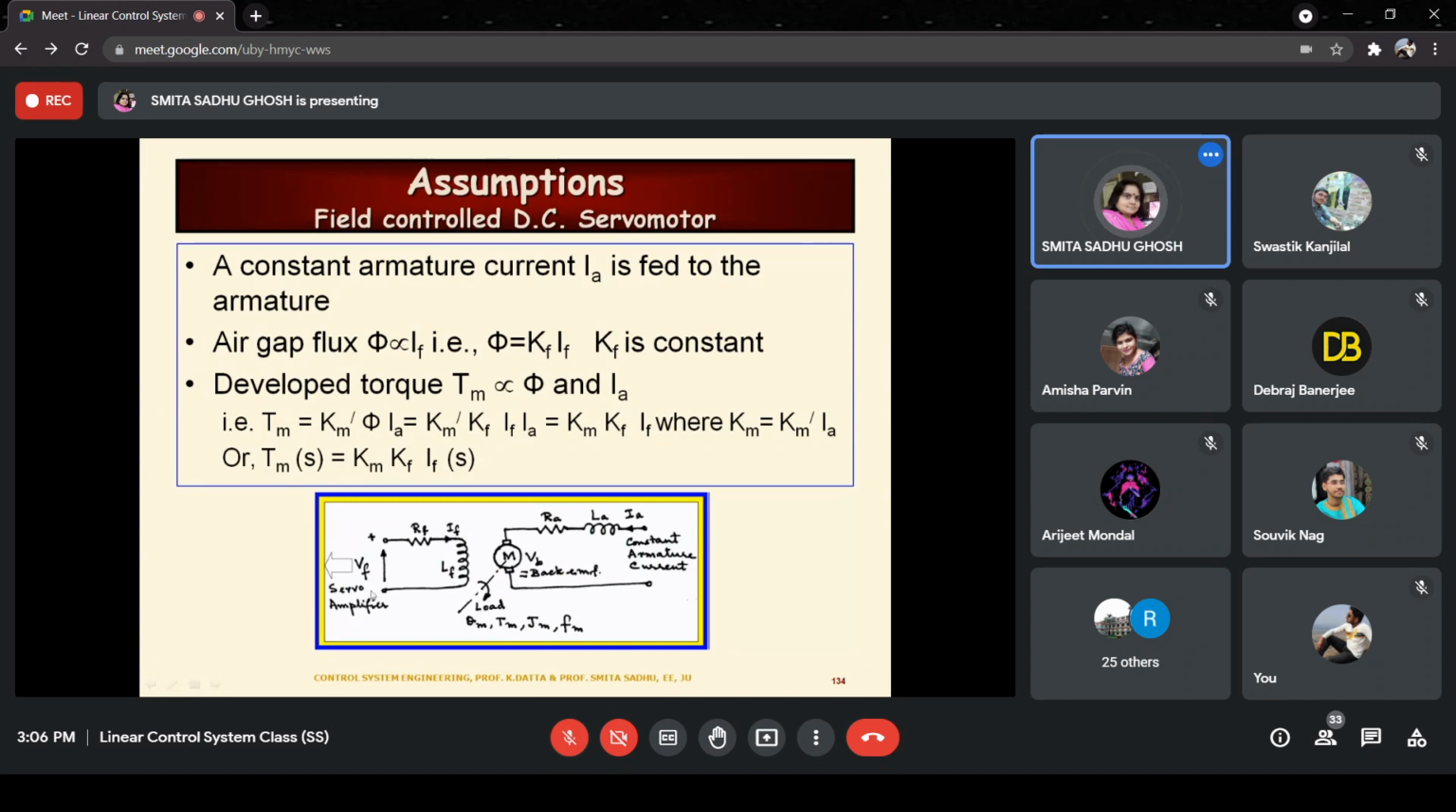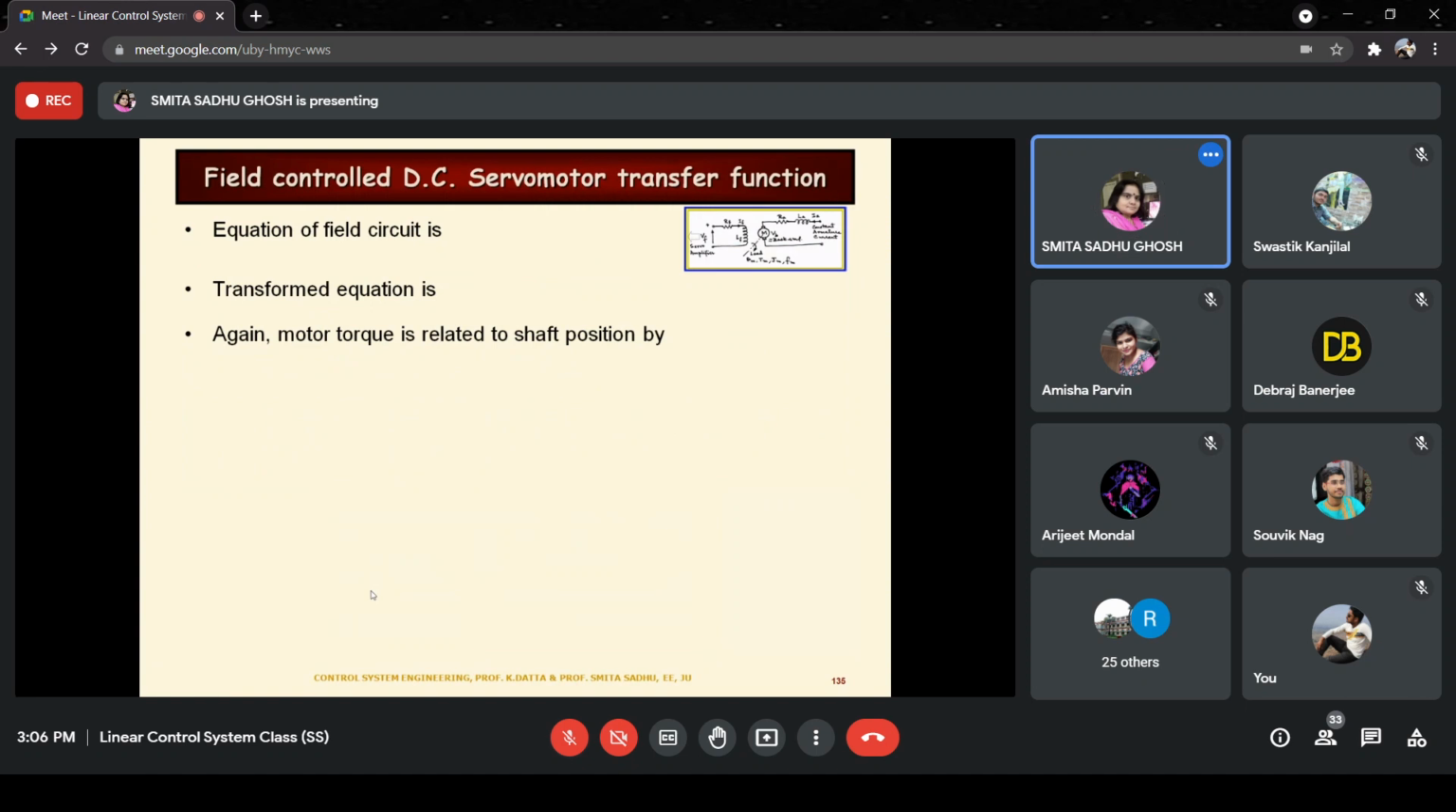So you know that Rf is the resistance and Lf is the inductance. From there, first of all, we would be going for the equation of the field circuit. Now, can you tell me what the equation of the field circuit is? Vf equal to Rf If plus Lf dIf by dt. Yes, dIf/dt. So yes, that is correct. The simple thing, right? So Vf is equal to If Rf plus Lf dIf/dt. That is the equation of the field circuit, right?